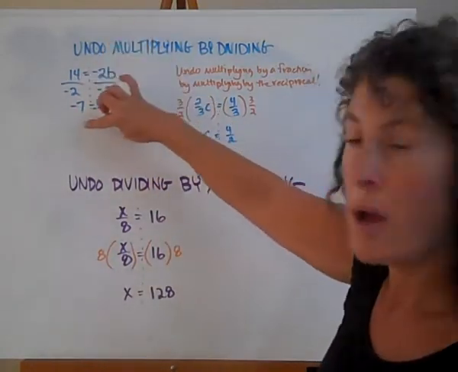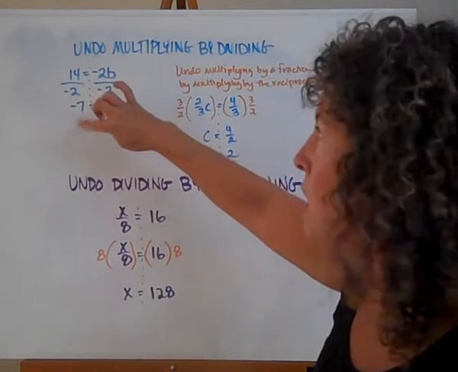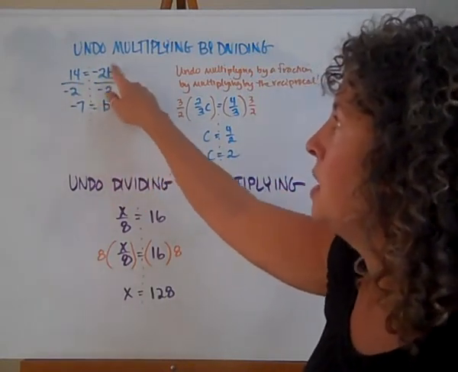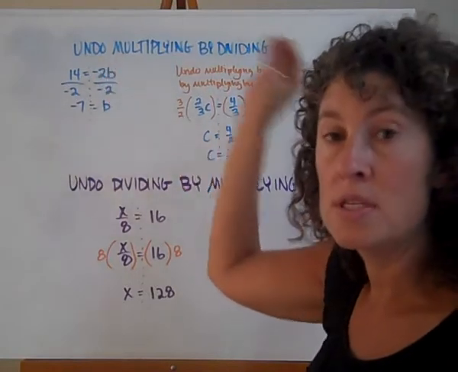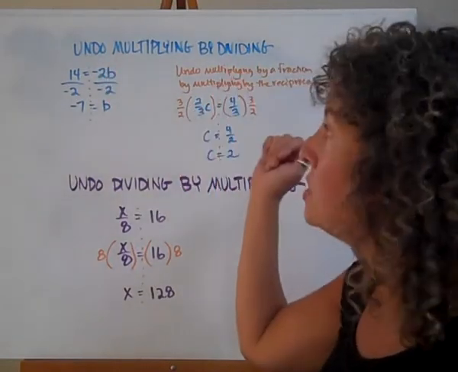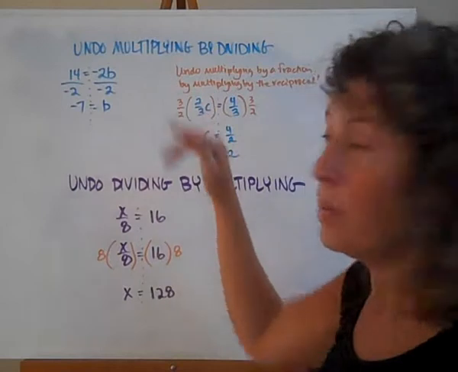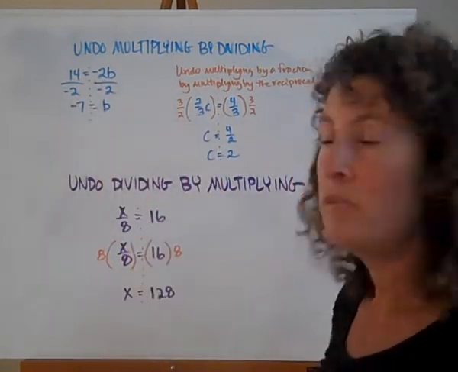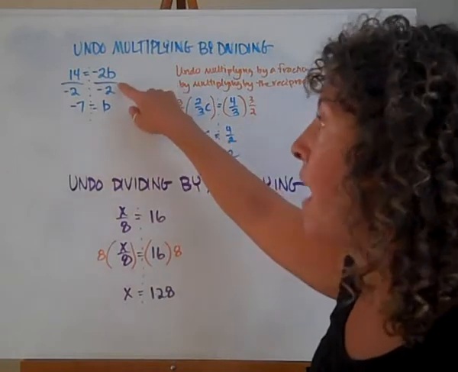Again, notice the middle of my equation where the equal signs are, my left side and my right side. So I have 14 equals negative 2b. Here's my variable on the right. I'm going to see what's happening to the variable in order to figure out how to get it all by itself. It's being multiplied by -2. So to get rid of multiplying by -2, I'm going to divide by -2.